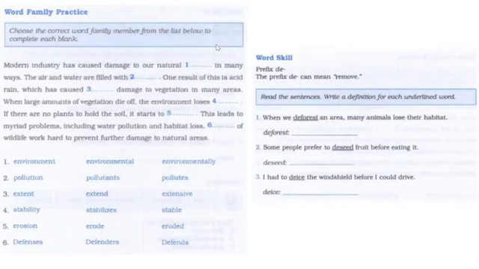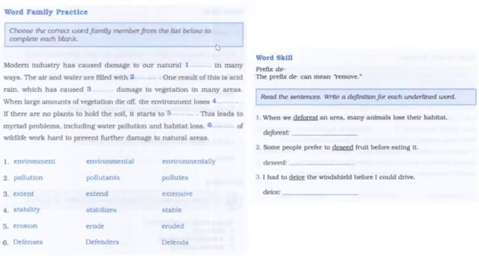When large amounts of vegetation died, the environment lost its stability. So the environment loses something. What do they lose? It's a noun: stability.